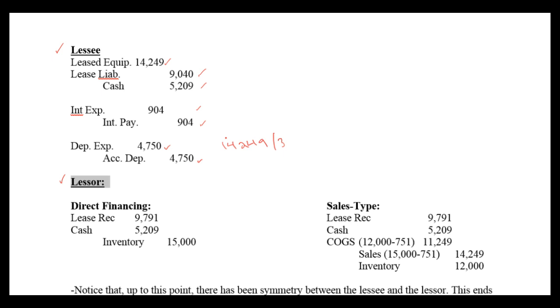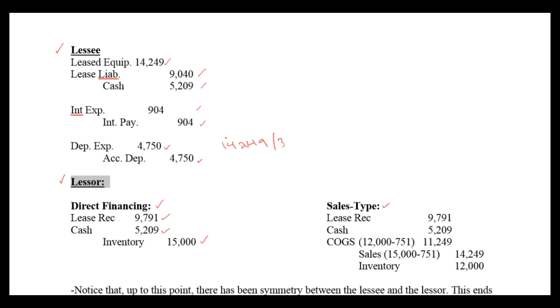The accounting for the lessor ties to the lessor's amortization schedule. In a direct financing lease, they make their first payment. The difference is set up in a lease receivable, and the inventory that was purchased specifically for them is removed from the books. Now let's look at the sales type lease. This one's just a tiny bit more complicated.